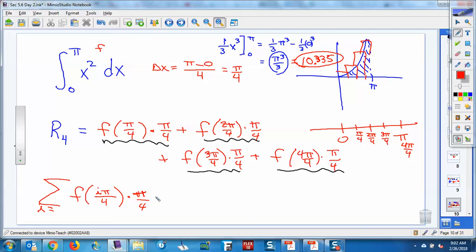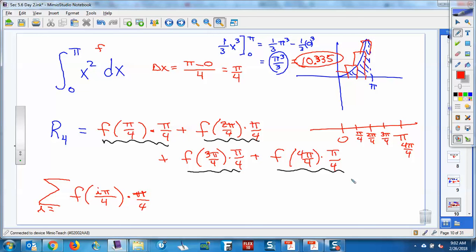Okay, that part that changes is where the I is going to come in. So this is f of I pi over 4 times pi over 4 for left rectangles. Isn't that the pattern we see? Divide it up into 4 subintervals. And that's how we write a sigma. We see the pattern. Go to the left edge of each subinterval, up to the curve.